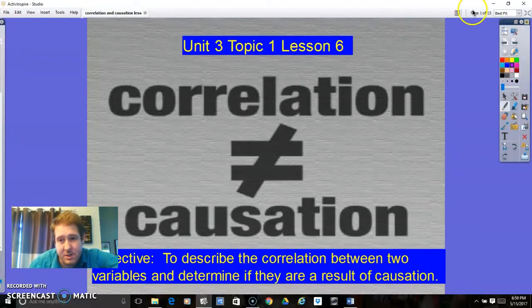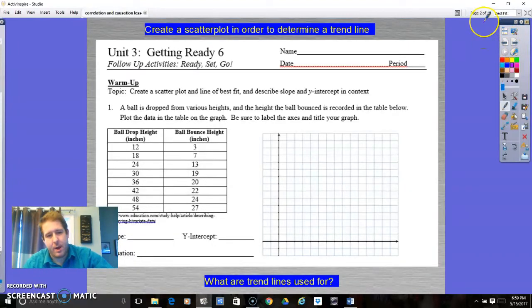This is correlation versus causation, which is a fairly easy concept. So whether or not one causes another to occur, in this case we're talking about categories, whether one category is causing another one to occur, is causation.